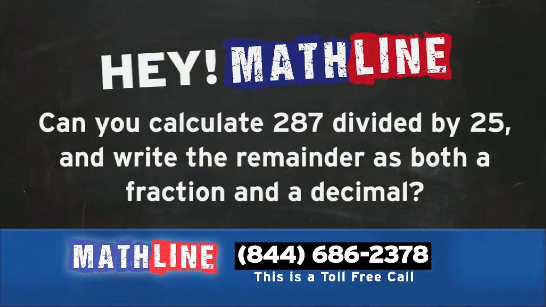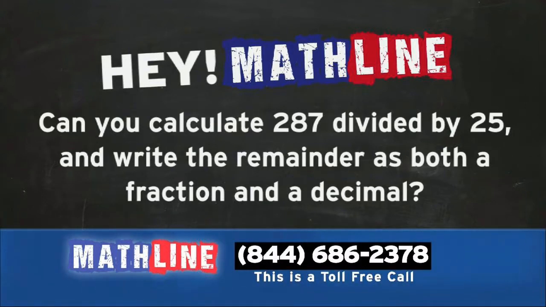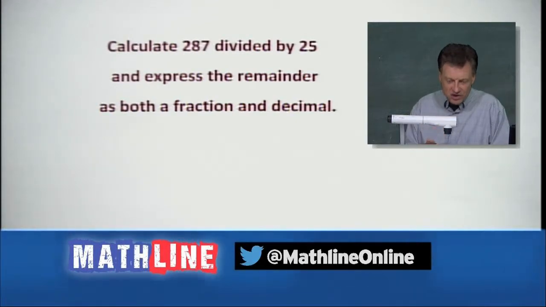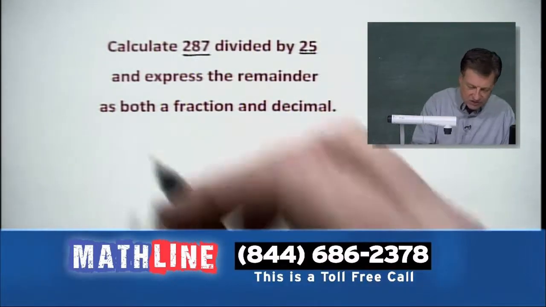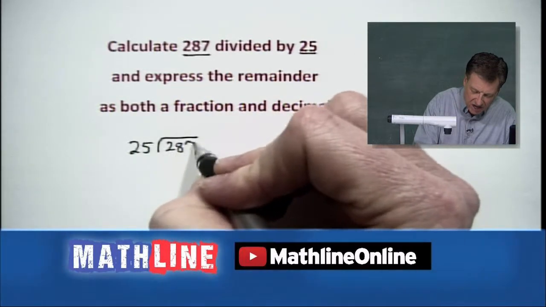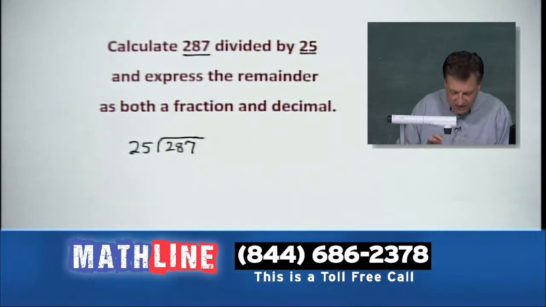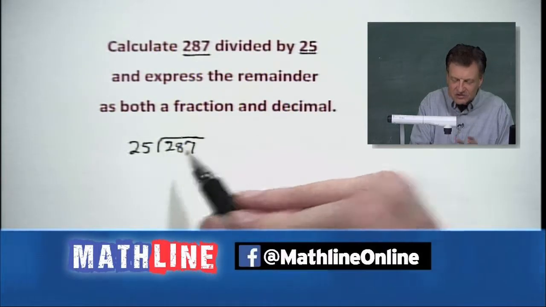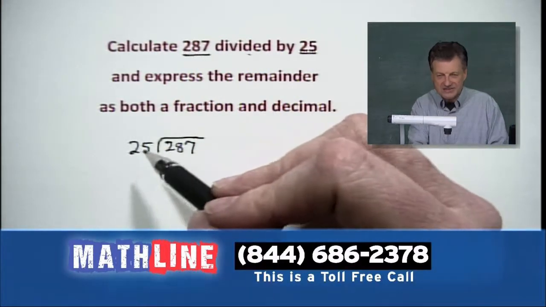But her question is, can you calculate 287 divided by 25? And then we're going to do the remainder because she's right, there's a remainder, as both a fraction and a decimal. Let's take a look at this one. First things first, when we say 287 divided by 25, we're going to put the 25 on the outside and the 287 on the inside. A lot of times students look at that and say 25 divided by 287. It's not necessarily because 287 is bigger, it's just the order it comes in. Divided by tells us the 25 is going to the outside. So there's the first thing.